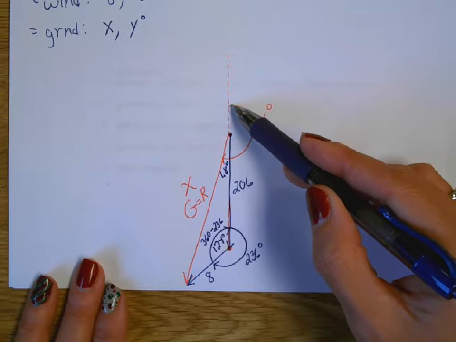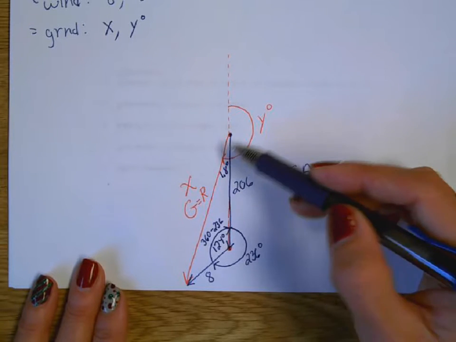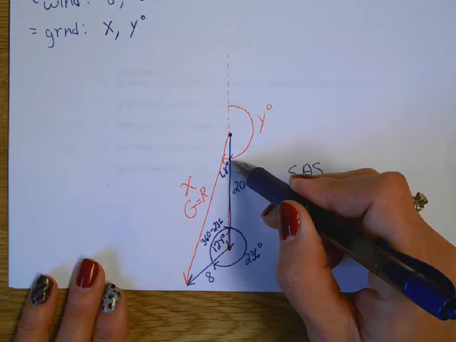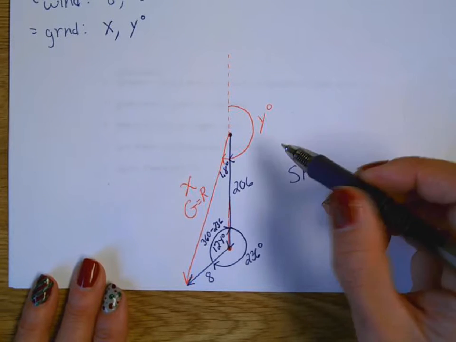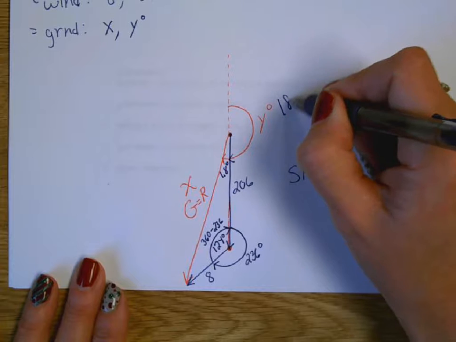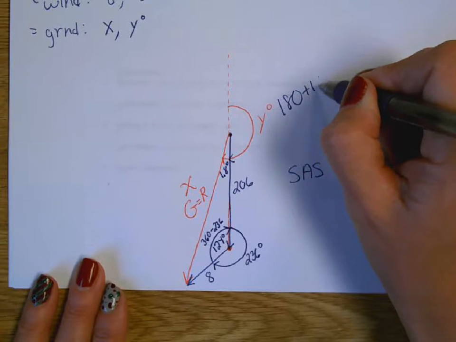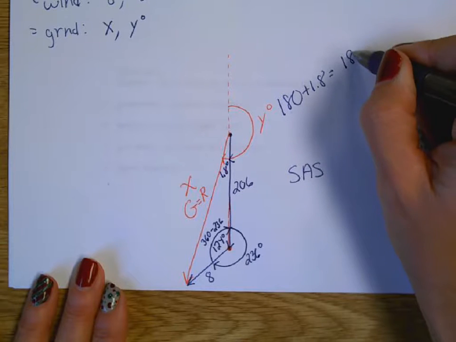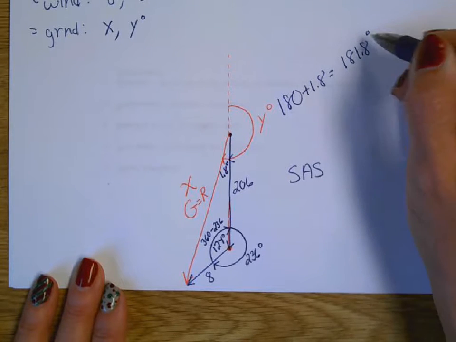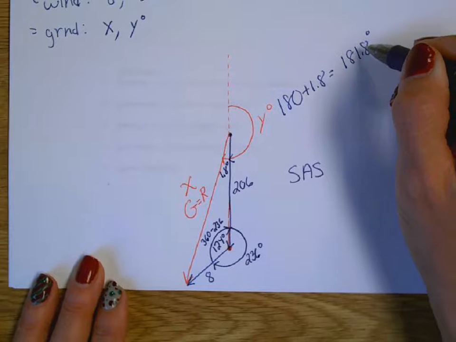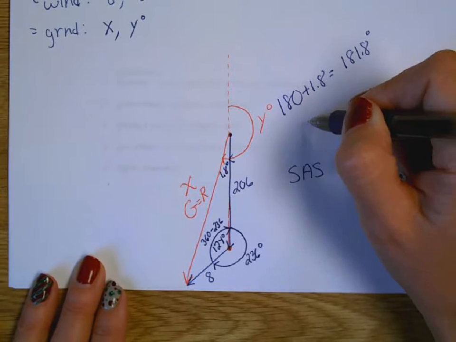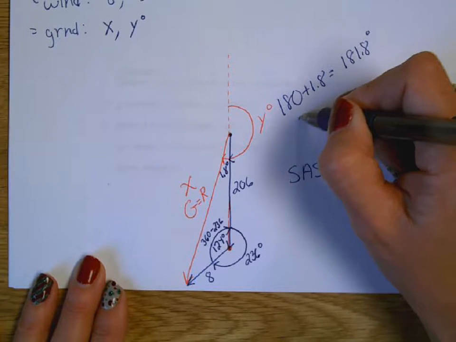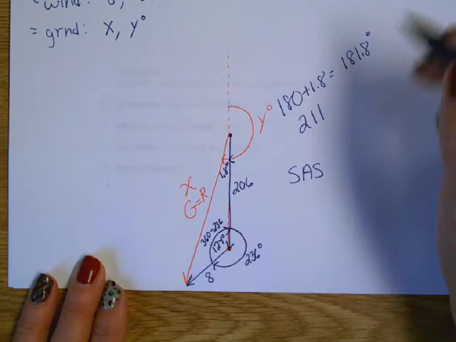What do I have to add on to get from the north all the way to that? 180. It's the 180 up to the south line. So the y is 180 plus the 1.8. So you can say 180, 1.8. Might be 182 in the book. How fast was it going? 211. I see 3 sig figs here.